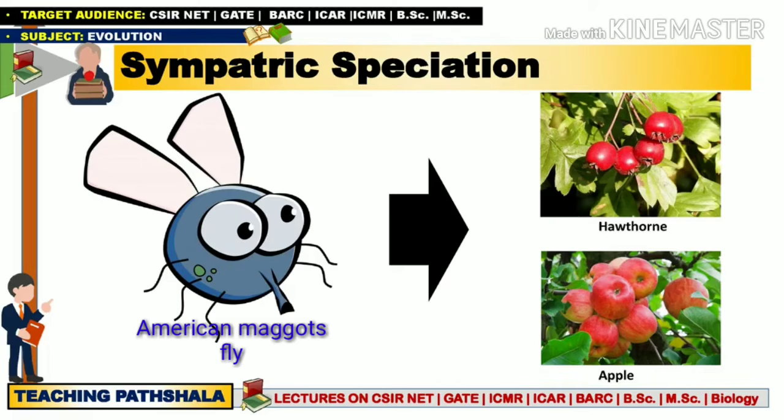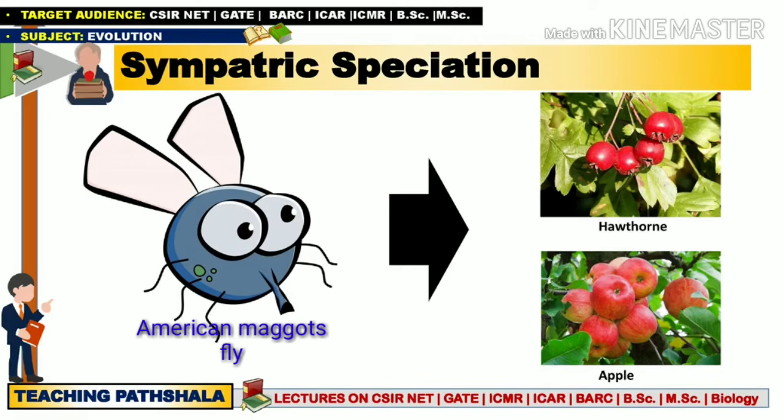In America, there was an American maggot fly, which you can see from this figure. Initially the American maggot flies used to lay their eggs on the hawthorn fruit, and you can see what the hawthorn fruits look like, as I have pasted a picture over here. From the very initial time, they used to lay their eggs on the hawthorn fruit and live on that fruit.